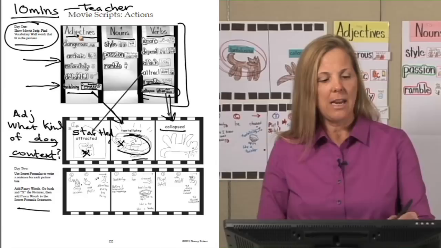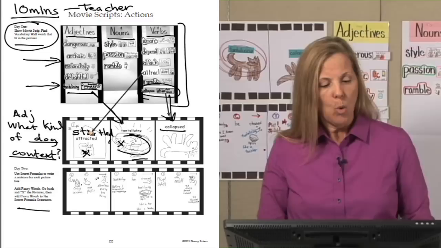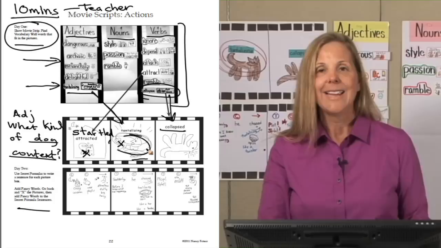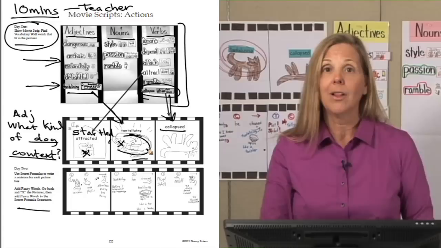Then we would go and add a verb. What would a dog do if he saw his tail and was all excited about it? What action could I use that would fit in this sentence? In the middle box, we decided the noun was the tail. So we asked, what kind of tail would a dog start to chase?